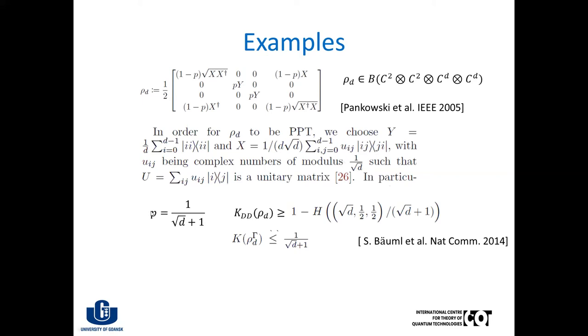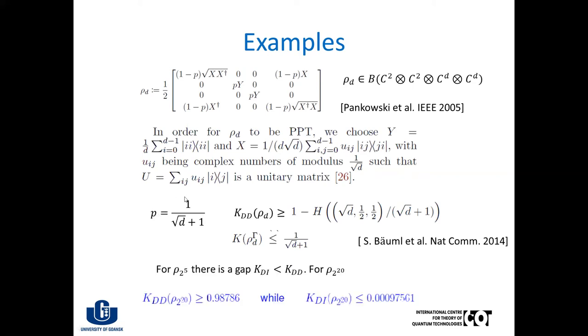So if you choose P to be this parameter, then you obtain that the device dependent key is lower bounded by 1 minus the Shannon entropy of this distribution, while KDD of rho partially transposed is upper bounded by 1 over root d plus 1. So this is exponentially small in the number of qubits that the state occupies.